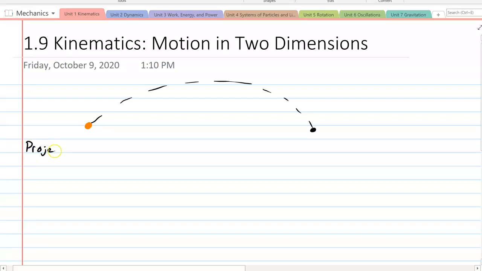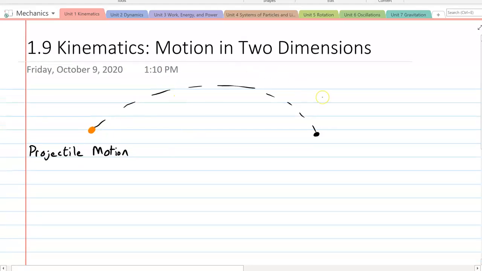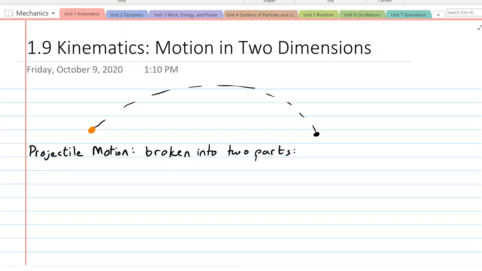Where we throw a projectile in the air and it does its thing going up and down, and also does its thing going right. So the way it is broken into 2 parts, it is broken into a uniform velocity, or constant velocity if you want to think of it like that, and uniform acceleration.